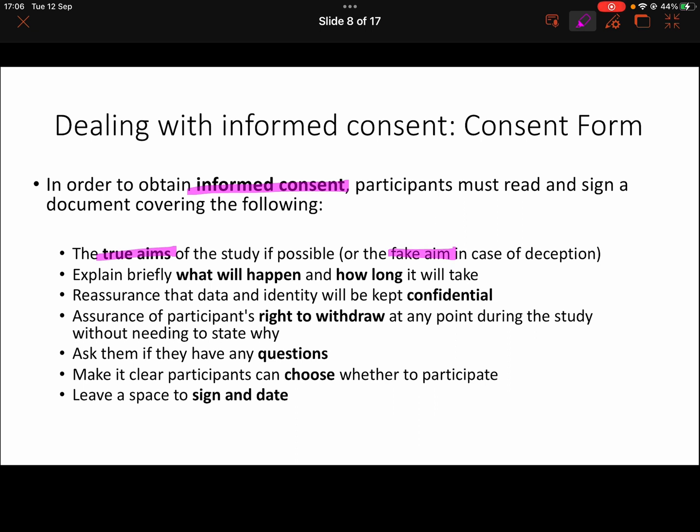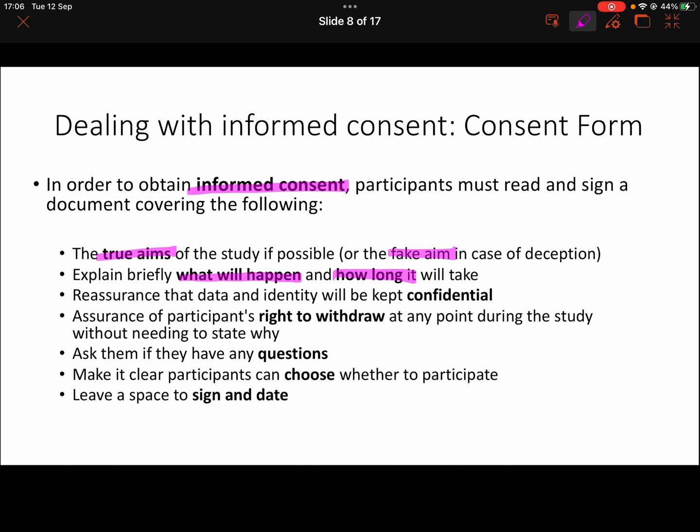For example, Asch didn't tell his participants he was studying conformity. That would have yielded inauthentic behavior from his participants. So instead he told them it was a line judgment task. He told them he was testing visual perception. In this letter, we need to tell participants what's going to happen, what's the task all about, how long is it going to take them, what will be required of them.